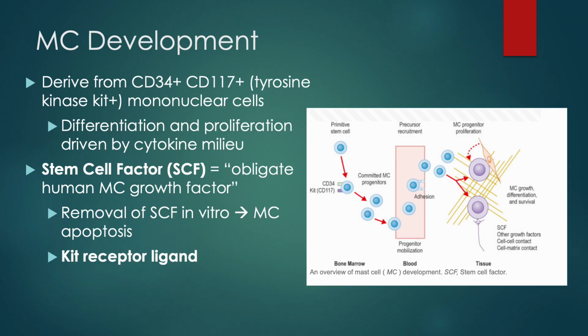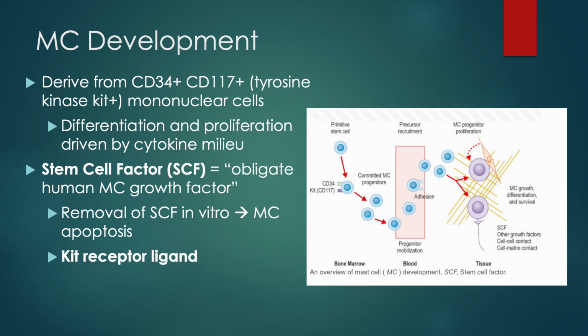Mast cell development is a great place to start. They derive from CD34 positive and CD117 positive mononuclear cells. Now that CD117 is a tyrosine kinase KIT positive marker, and this KIT positive is going to be really important as we move on. So like many other immune cells, their differentiation and proliferation is really influenced by the cytokines that they are surrounded by.